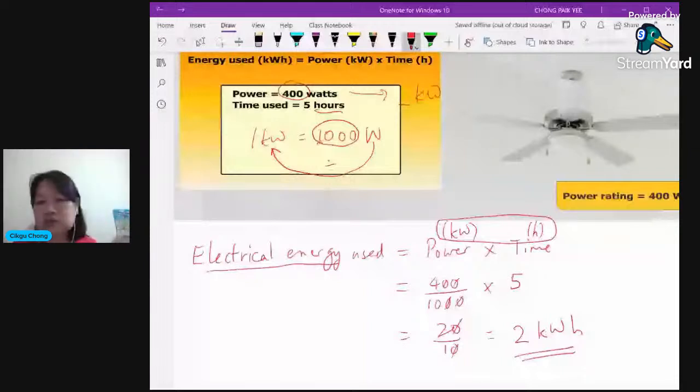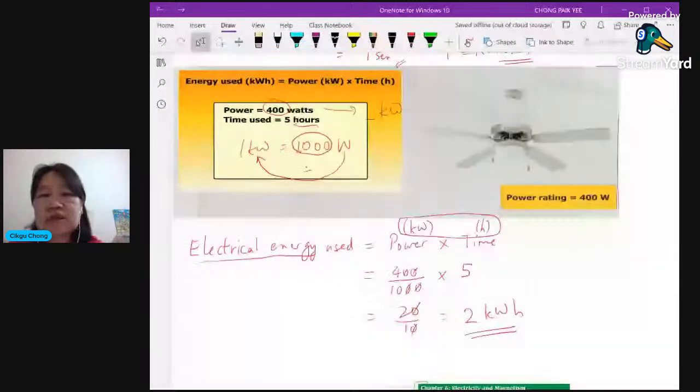And if your 1 kilowatt hour, let's say hypothetically, I give you the cent. 1 kilowatt hour is 30 cents, let's say 30 cents. You already 2 times 30 cents, 60 cents already. When you switch on your fan for 5 hours, it's not a very powerful fan, right? You have to pay 60 cents. That is what it means. Okay, for this question, no need because it didn't give you the information for how many cents. Simple. Okay, let's go to another question. Let's look at this.